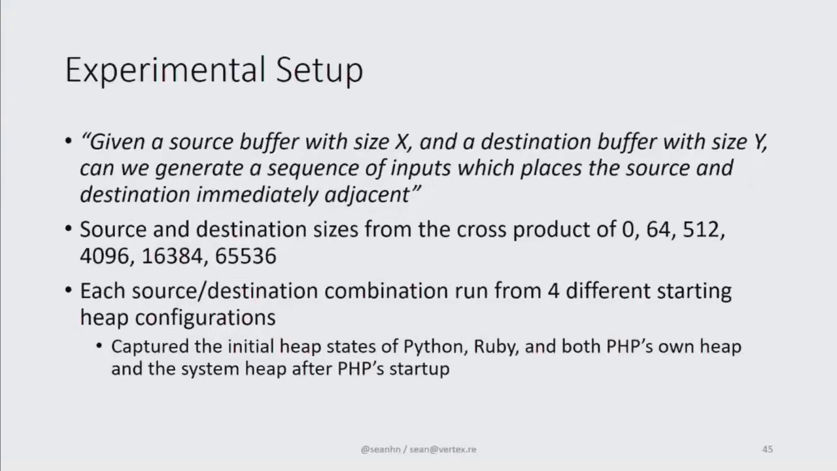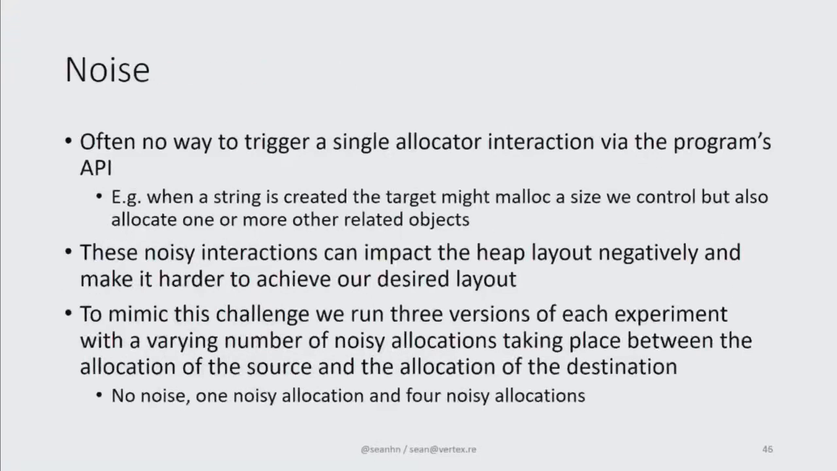For the source and destination sizes, they're the cross product of these sizes here. And in order to initialize the application into a realistic starting state, we captured the starting states of Ruby, PHP, and Python, well, two different versions of PHP. The final experimental configuration worth noting is this concept of noise. Because these are synthetic experiments, we're deciding what interactions are available for the search algorithm with the allocator. The easiest case is that the search algorithm can interact directly with the allocator's API, and it can trigger exactly what it wants, and free exactly what it wants.